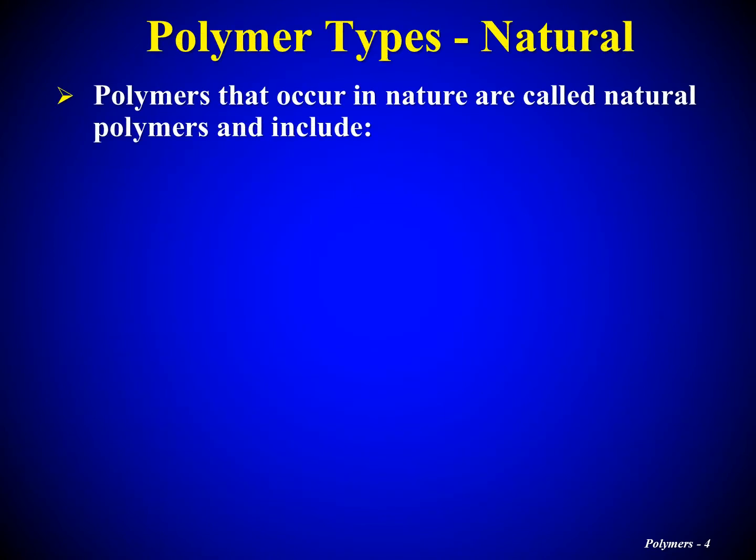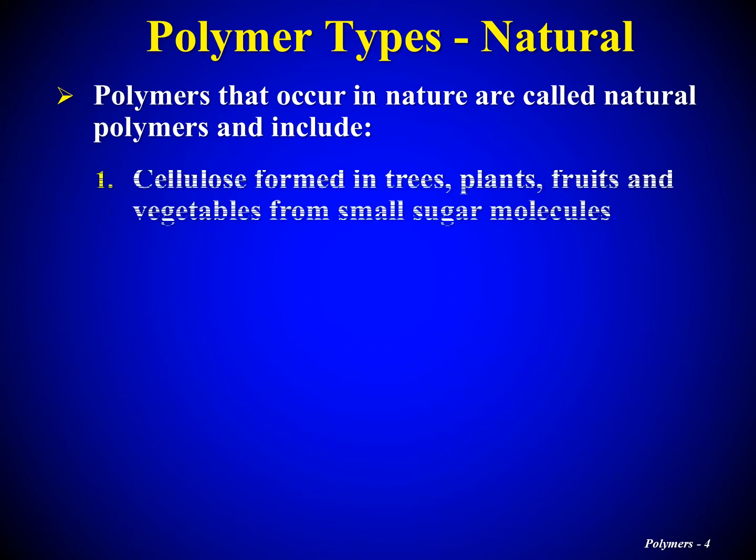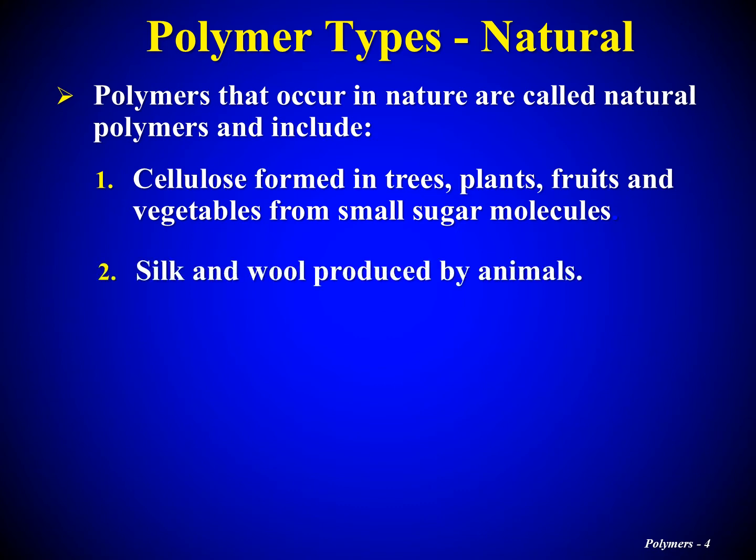There are different types of polymers. Polymers that occur in nature are called natural polymers. Cellulose formed in trees, plants, fruits, and vegetables are created from small sugar molecule monomers. Silk and wool are produced by animals.